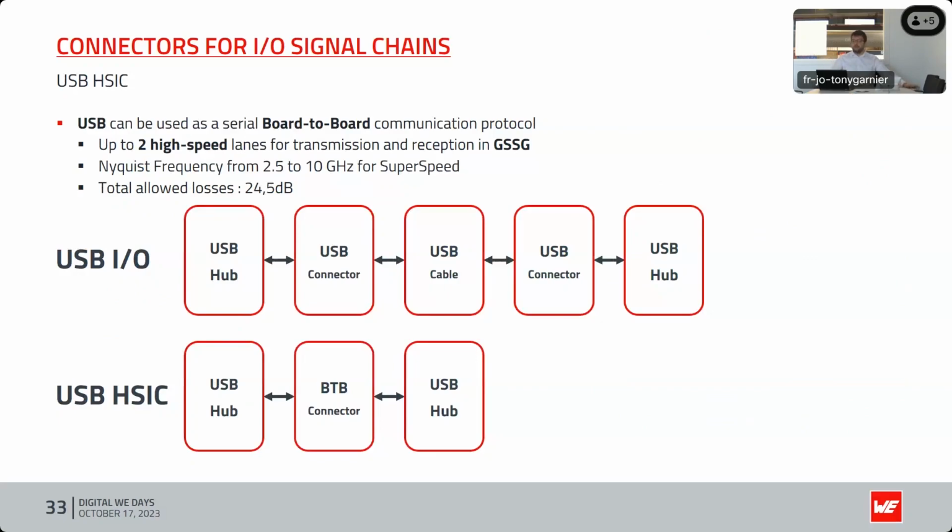For USB high-speed interconnect, it's about the same. That means between two USB hubs, you have a loss of 24.5 decibels. Generally, we use these decibels for a USB connector, USB cable, and then another USB connector. But if you want to use USB as an internal board-to-board connection, which is often the case, you just have to check that your board-to-board connector can pass your signal with a total loss of 24.5 dB. And that's also interesting because you can have transmission up to 20 or 40 gigabits, and an increased frequency of 10 gigahertz.